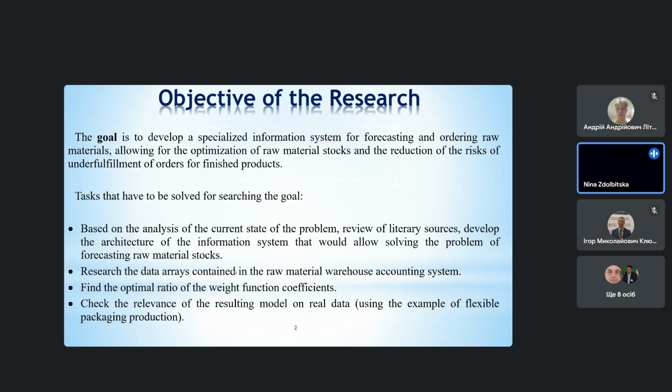The tasks: based on the analysis of the current state of the problem and a review of literature sources, develop an architecture of information systems that would allow solving the problem of forecasting raw material stocks. Research data arrays contained in the raw material warehouse accounting system. Find the optimal ratio of the weight function coefficient, and check the relevance of the resulting model on real data using the example of flexible packaging production.